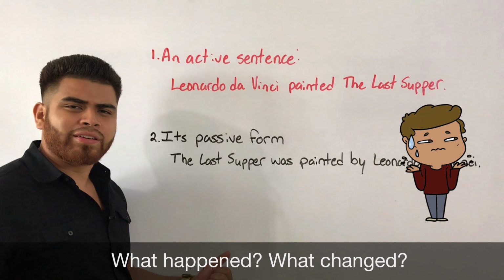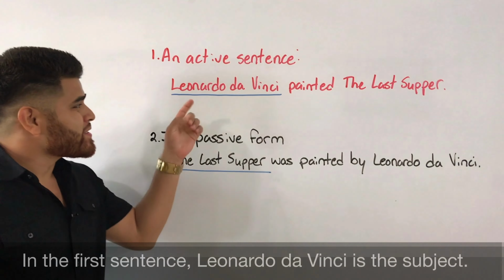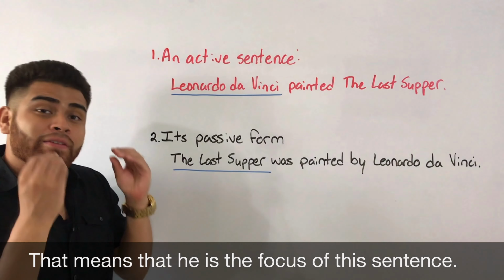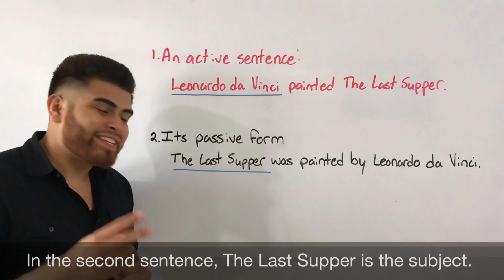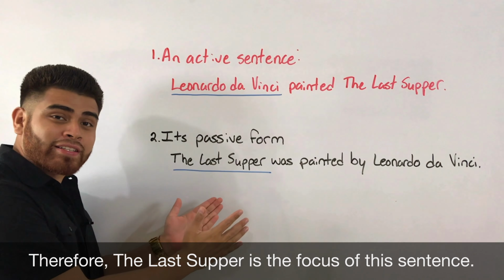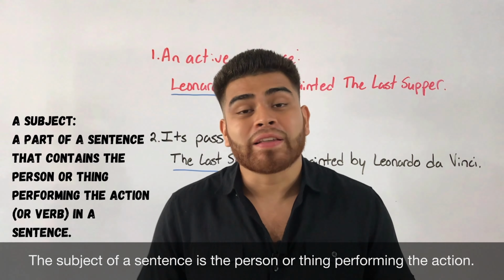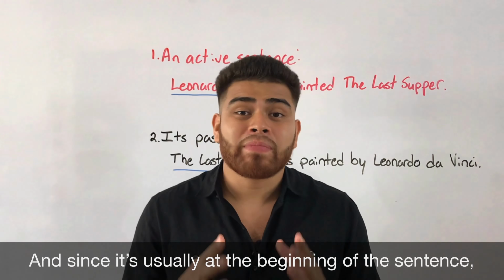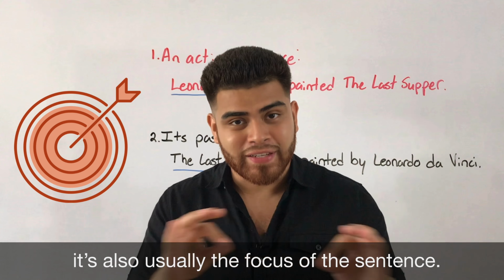What happened? What changed? Well, first, I underlined the subjects for you. In the first sentence, Leonardo da Vinci is the subject. That means that it is the focus of this sentence. In the second sentence, the Last Supper is the subject. Therefore, the Last Supper is the focus of this sentence. For those of you who don't know, the subject of a sentence is the person or thing performing the action. And since it's usually in the beginning of the sentence, it's also usually the focus of the sentence.